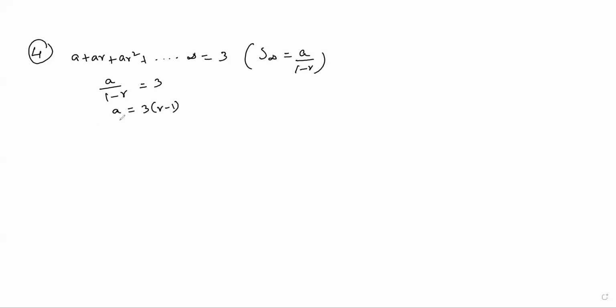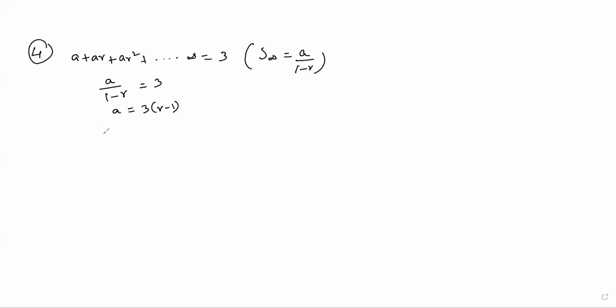Here, the sum of a decreasing infinite GP: a, ar, ar square, and so on. Decreasing means the r value is less than 1. The sum is given as 3. We know the sum of infinite terms in a GP formula: S infinity is equal to a by 1 minus r. So a by 1 minus r is equal to 3. From this you can find the a value: a equals 3 into (1 minus r). This is one condition.